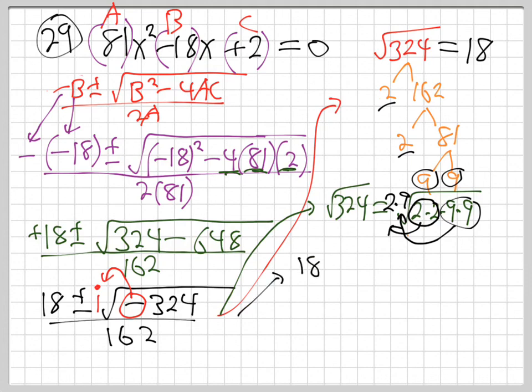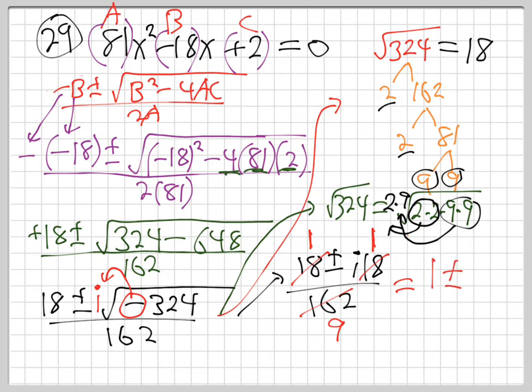So finishing this up, 18 plus or minus i times 18 all over 162, right? And does 18 go into 162? Does it? Well, what's 162 divided by 18? Oh, it's 9. That's nice. So these guys both go in there 9 times. Remember, it does both. So what does that leave then? Leaves a 1, leaves a 1. So it's 1 plus or minus i all over 9.